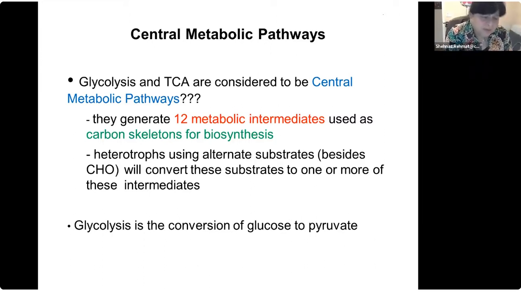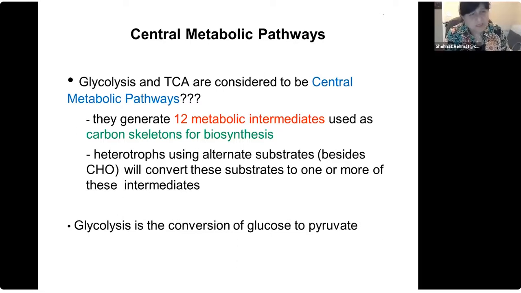They can use other carbon sources besides carbohydrates. We focus on carbohydrates, but the metabolic pathways for carbohydrates definitely consist of the central metabolic pathways. That means when they use other substrates besides carbohydrates, these will also be converted into some of the intermediates of these two pathways. So if a bacterium is capable of hydrolyzing or breaking down petroleum, eventually you will see that they will be able to bring it back into the central metabolic pathway.